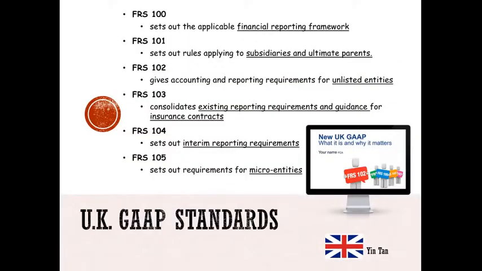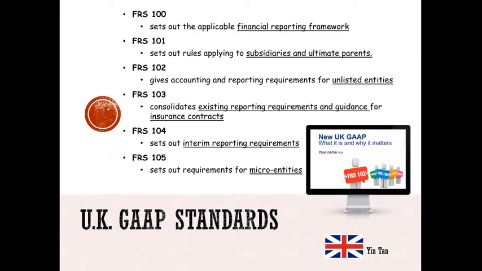New UK GAAP had these 6 main standards. FRS 100 sets out the financial reporting framework. It provides direction as to the relevant standards for an entity. FRS 101 introduced a new reduced disclosure framework enabling most subsidiaries and parents to use the recognition and measurement basis of IFRS in their individual entity financial statement.